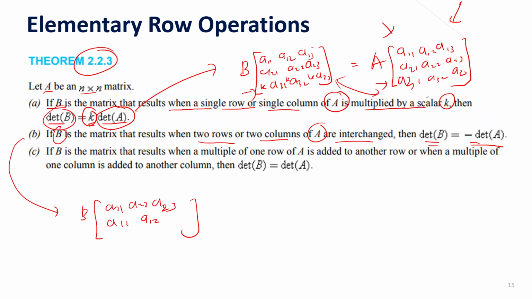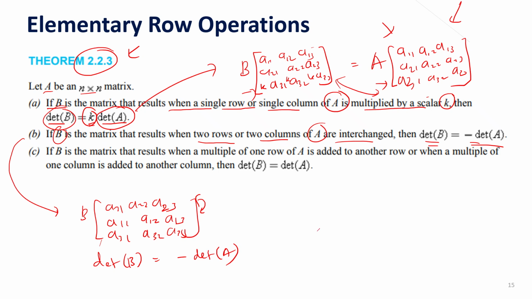A11, A12, A13. The third one, A31, A32, A33. So this will be interchange row. The original row 1 swaps into the original row 2. So you don't really have to calculate the determinants of matrix B again, because the determinant of matrix B will be equal to minus the determinant of matrix A. That's how the theorem explains it here.